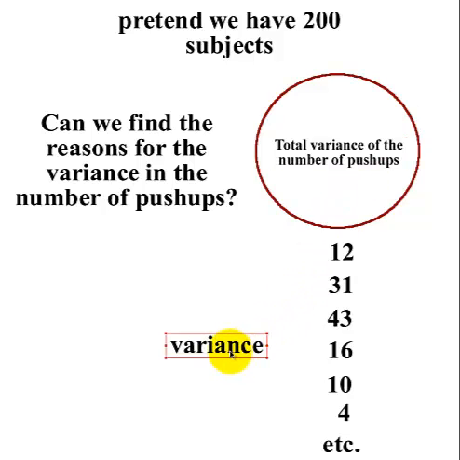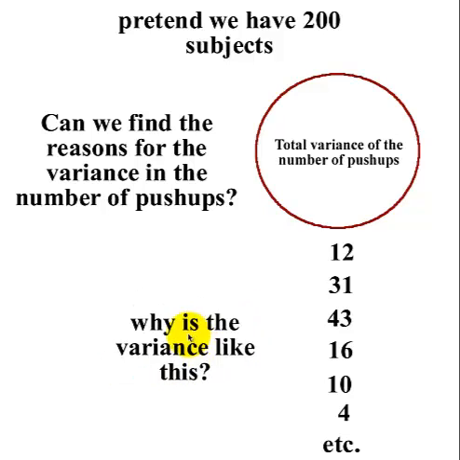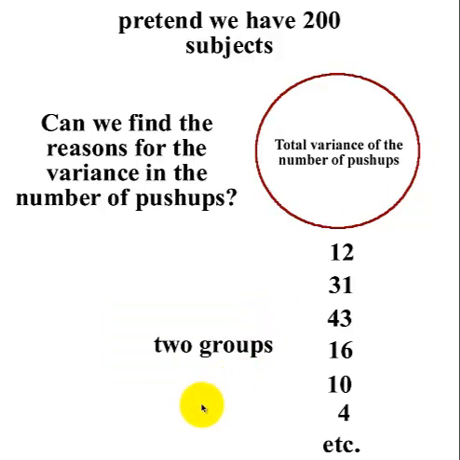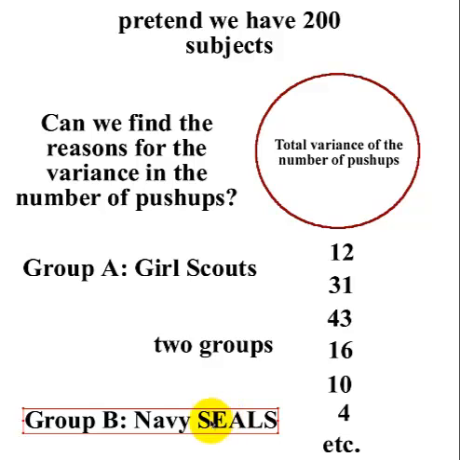And we want to be able to explain why some people do a lot of push-ups and why some people don't do so many push-ups, right? Again, there's that variance question. We're trying to explain why the variance is the way it is here. So we're going to try to do some grouping. Maybe the different groups are a good reason why we're getting such weird numbers up here. If we had one group that were Girl Scouts and a second group that were Navy SEALs, that's obvious here, right?